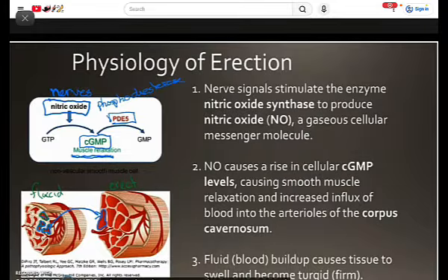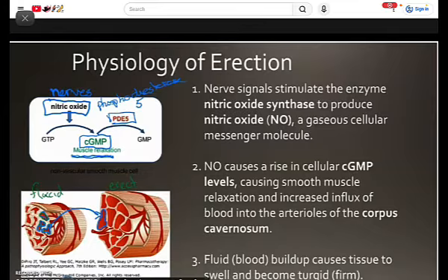There are several subtypes of phosphodiesterase. In this case, the one in the corpus cavernosa is phosphodiesterase 5. That's important because there are phosphodiesterases in all sorts of other parts of your body. And if you're going to utilize a drug to try to manipulate phosphodiesterase, you don't want to affect every part of your body. So using something fairly specific for PDE5 is going to give you the effects that are fairly specific for erection.